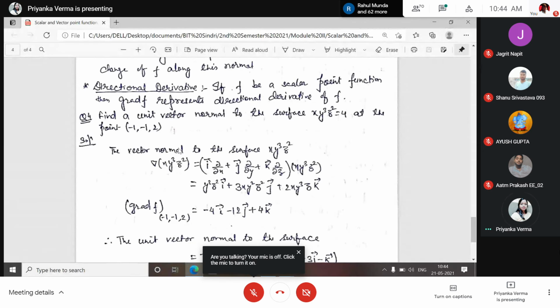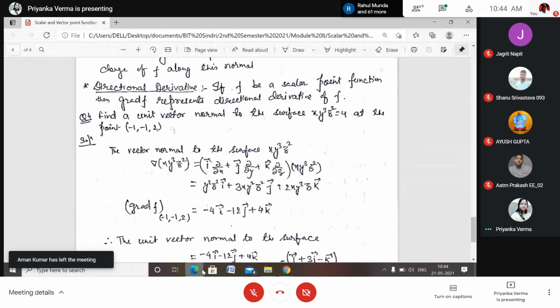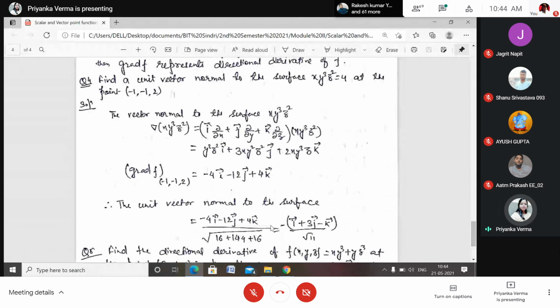Now we have to find the unit vector normal to the surface. So this is the normal vector, and if you have to find the unit vector, then what will happen? See, this will be the normal vector divided by the square root of the sum of squares, that means the magnitude of this. So this is how we get the unit vector normal to the surface. Okay.